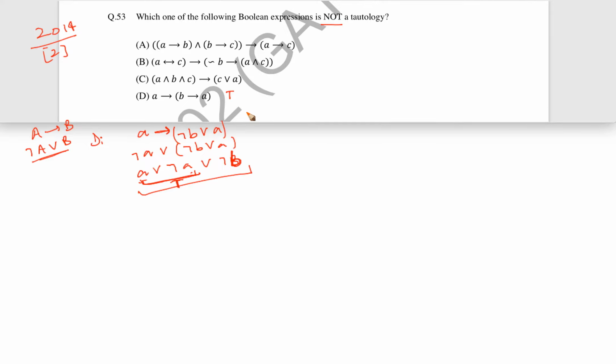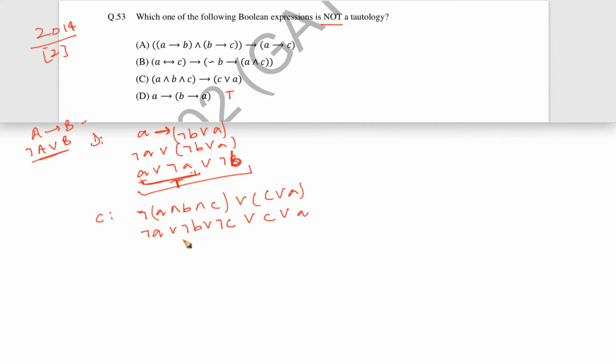Okay, now let's check C. In C, again it can be written as not of A and B and C, so not of that, or C or A. So we have again used this formula, A implication B is equal to not A or B. Now how do we take not of this? That is basically De Morgan's rule. So not A or not B or not C, or C or A.